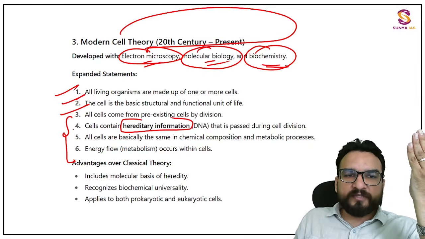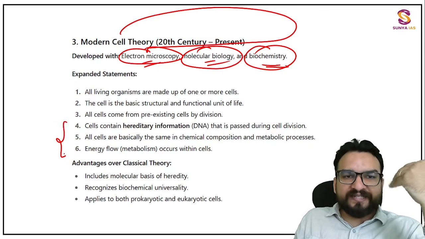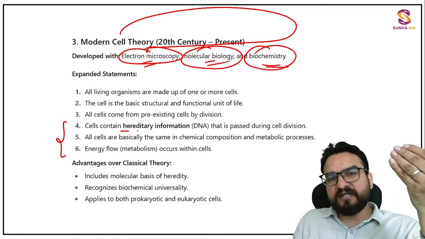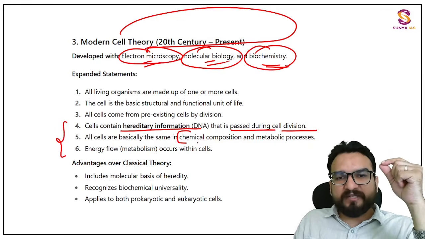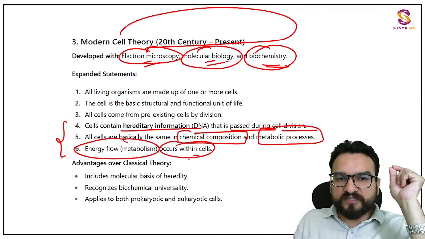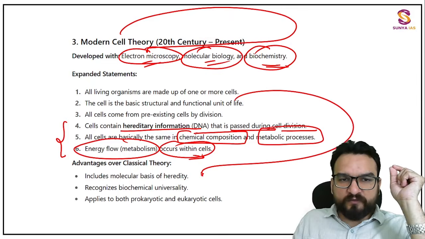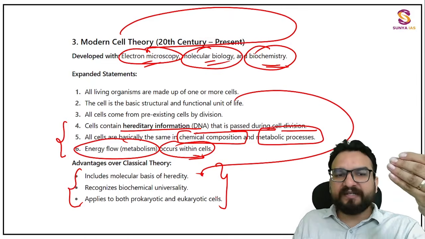So these three you have remembered, now remember these three more. You will be understanding this more in the classes ahead. The cell contains DNA that is passed during cell division. All cells are basically the same in chemical composition and metabolic processes. Energy flow occurs within the cell. Also over here you will be finding some more advancement. This is also simple to understand, you can read it.